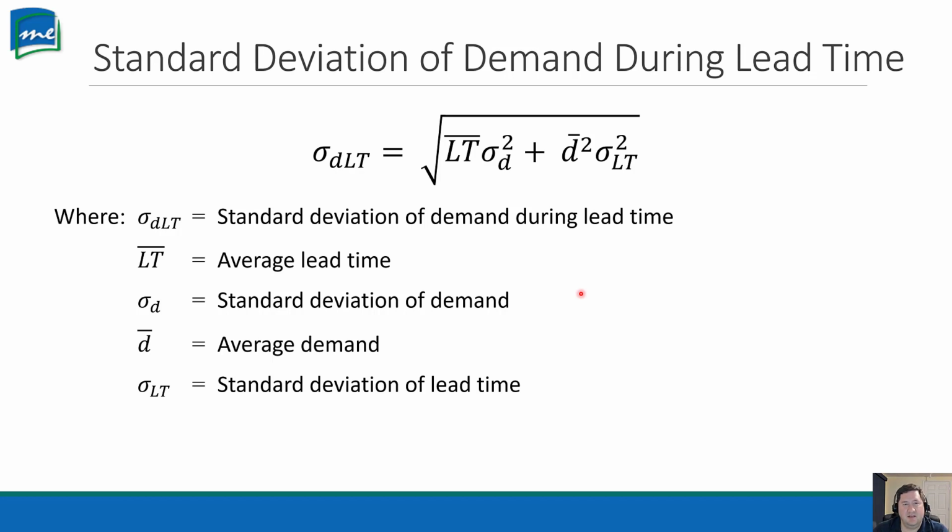So we have a formula here. It looks complicated, but it's really not. To look at our standard deviation of demand during lead time, sigma D sub L, it's going to equal the square root of our average lead time (the bar means average), times sigma of our demand, our standard deviation of demand. We're going to square that, and then we're going to add our average demand, and we're going to square that, and then multiply by the square of the sigma of the lead time.